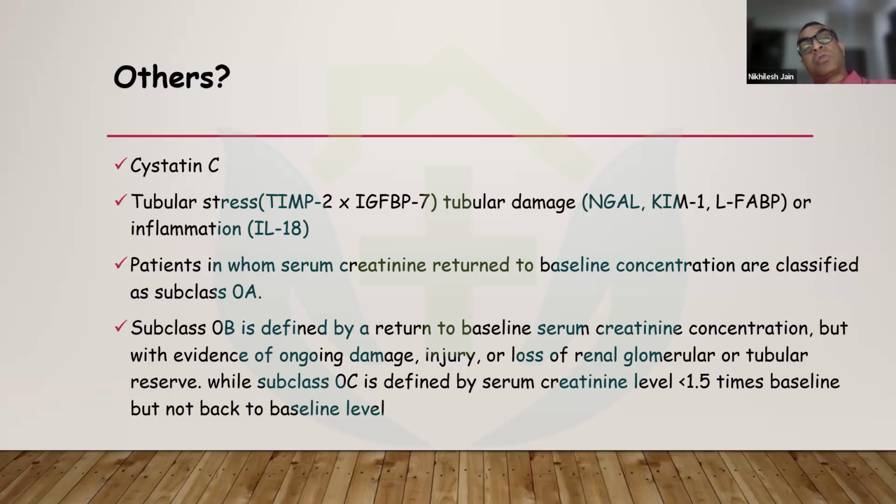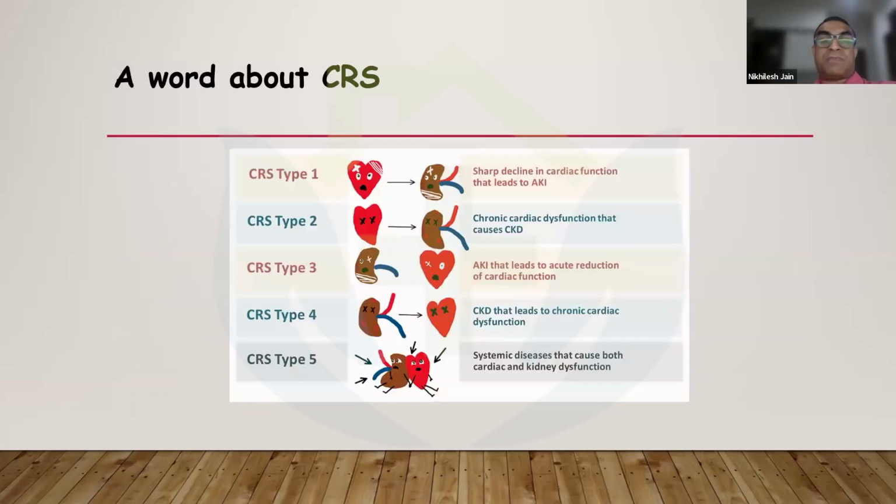You also need to know, when it comes to recovery of acute kidney injury, how you would phase it out. Patients in whom serum creatinine returned to baseline concentration absolutely would be classified as subclass 0A. Subclass 0B would be defined by a return to baseline serum creatinine concentration, but with evidence of ongoing damage, injury, or loss of renal glomerular or tubular reserve, whereas subclass 0C would be defined by a serum creatinine level which is less than 1.5 times baseline, but not back to baseline.